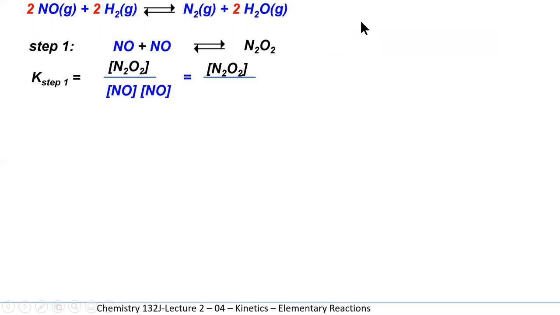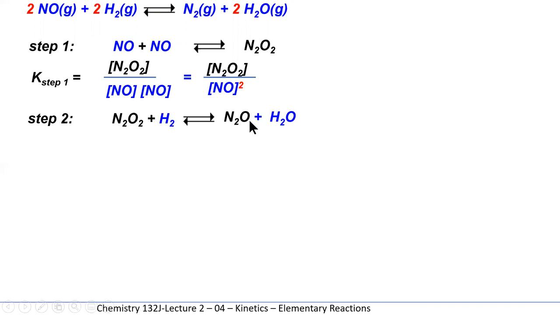Now, let's look at a second step involving the intermediate. Because remember, the intermediate can't appear. An intermediate is something that doesn't appear in the overall equation. So the dinitrogen dioxide reacts with hydrogen, and it produces dinitrogen oxide, also called nitrous oxide, and water. Laughing gas, of course, is this material. And the K value for the second step would be the concentration of N2O times the concentration of water divided by the concentration of H2 divided by the concentration of N2O2. There you are. So there's K2.